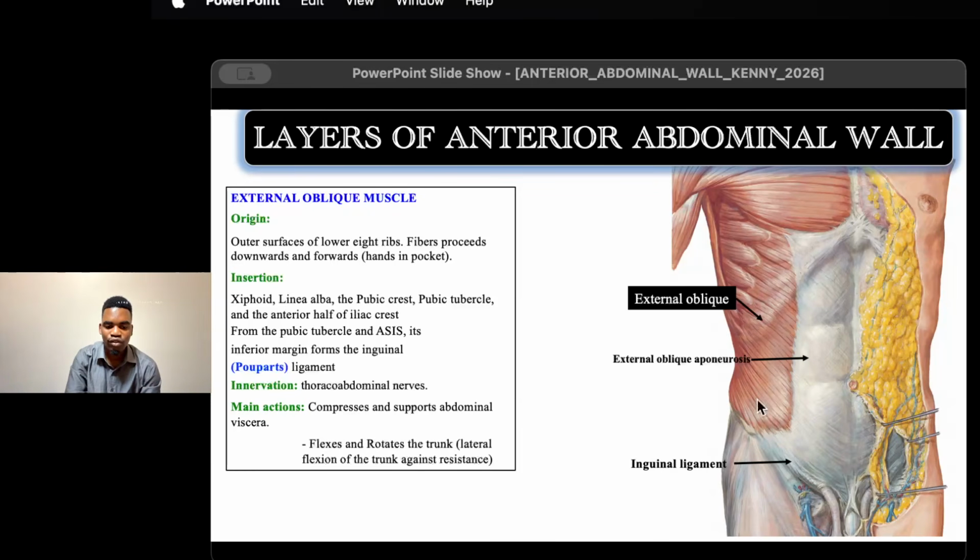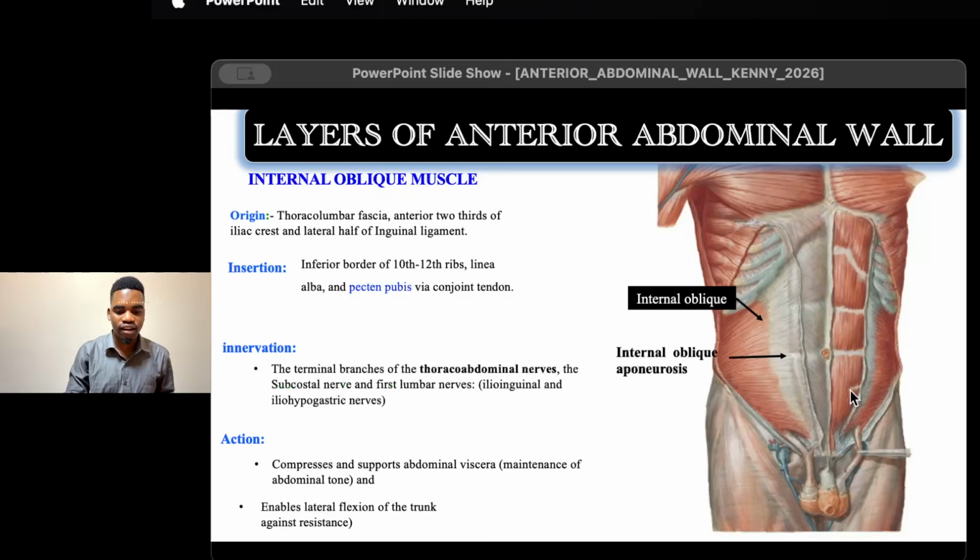What about innervation of this muscle? We've said this muscle is supplied by the thoracoabdominal nerves. What's the function of this muscle? We've said it tenses the abdomen, it compresses the abdominal viscera, but also it acts in the movement of the trunk. So what movement? This is lateral flexion, because these muscles are lateral. They are helping lateral flexion of the trunk.